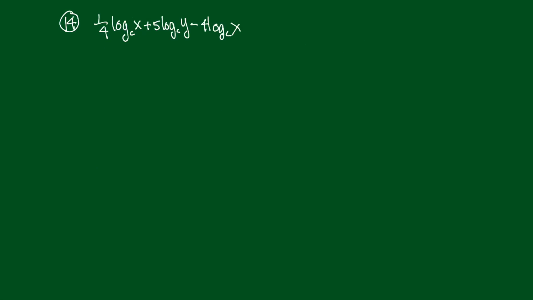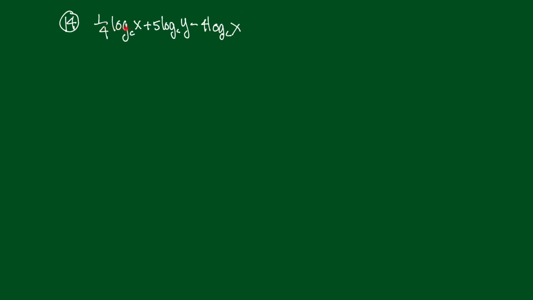We're going to write this as a single logarithm. Notice we've got 1/4, which I know is going to come up as an exponent. I've got a sum, so I know that I'm going to multiply the x and the y, but then I have a difference. So this 4 is going to come up as an exponent, but then this term here is going to go in the denominator.